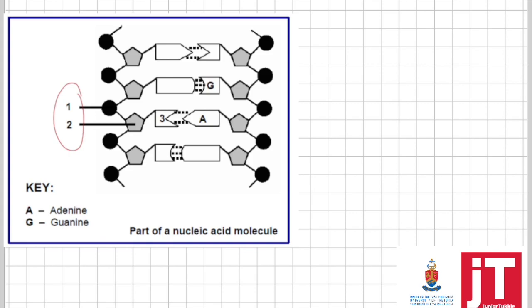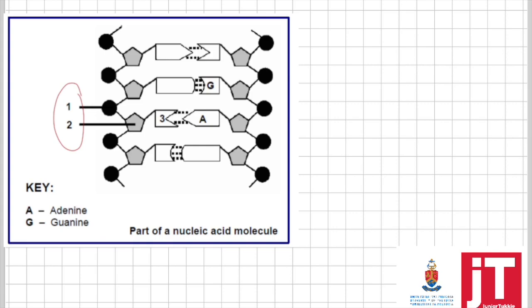So let's try and make sense of this first. Number 1 and number 2 both refer to a unique part of this nucleic acid, and this is the sugar phosphate backbone. So if we look at number 1, 1 is obviously indicating the phosphate group, and 2 the pentose sugar. Now I'm talking very generally here because we know that this is double-stranded, so we may have already picked up that this is a DNA nucleic acid.